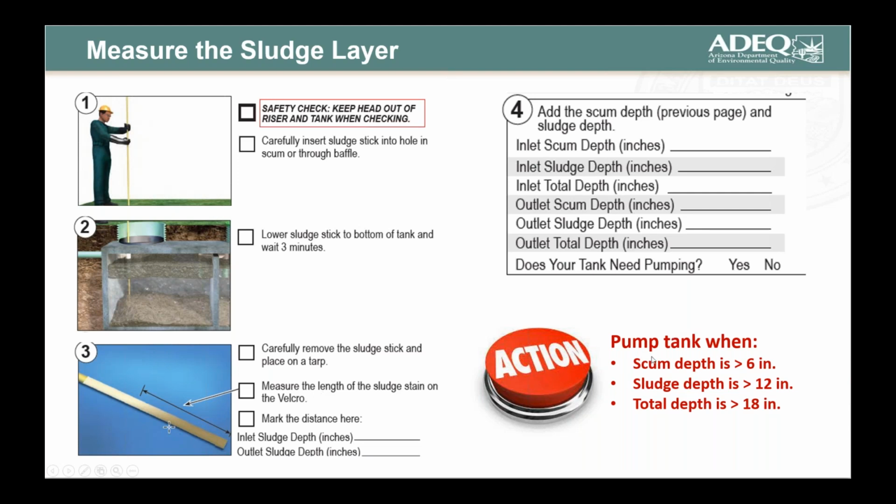And so the action is going to be potentially pump the tank when the scum depth is greater than 6 inches, or the sludge depth is greater than 12 inches, or the total depth is greater than 18 inches. Okay.